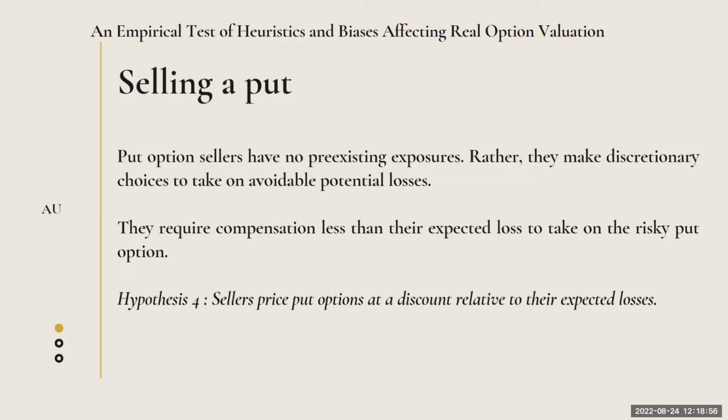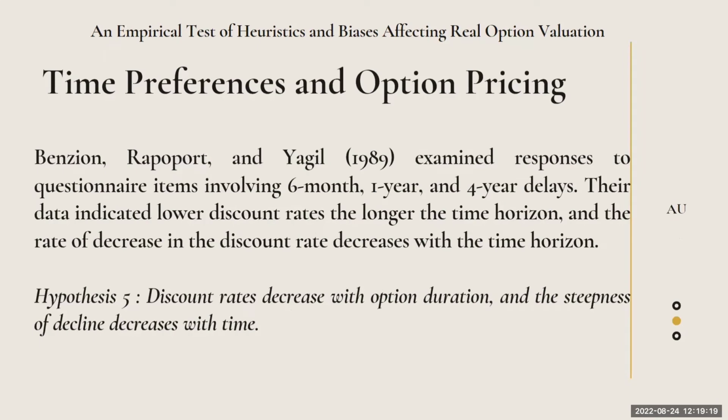Now, selling a put. Put option sellers have no pre-existing exposure. Rather, they make discretionary choices to take on avoidable potential losses. So the hypothesis is that sellers price put options at a discount relative to their expected losses. Now, about time preferences and option pricing theory.